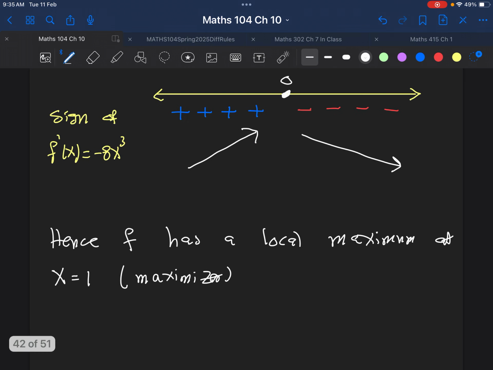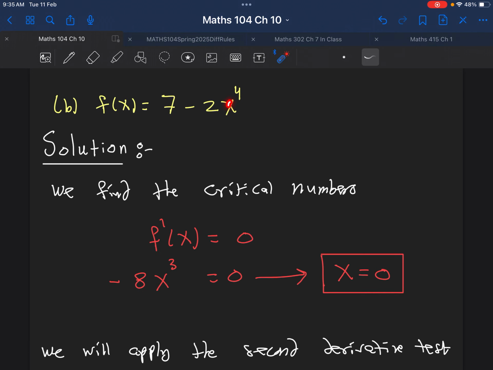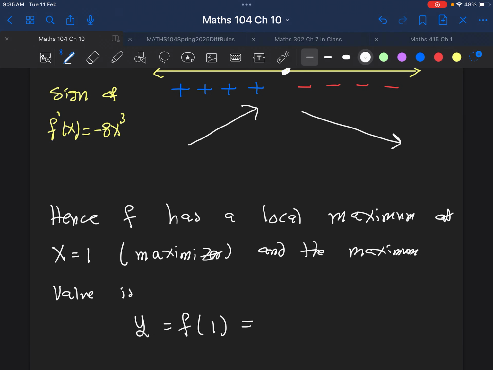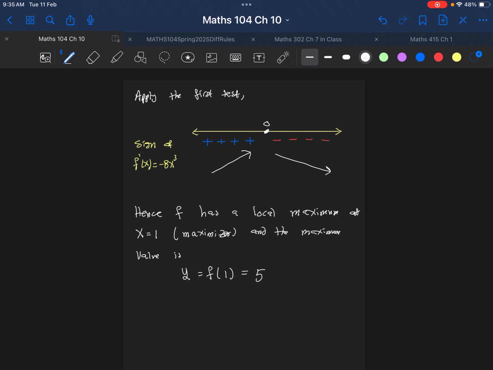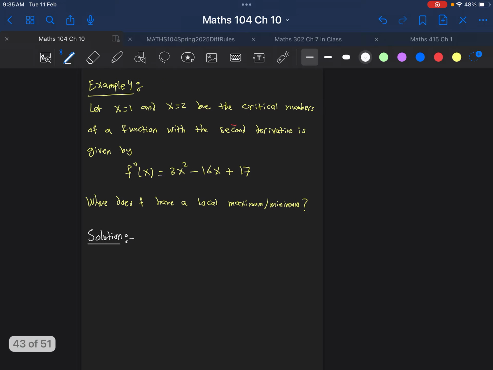You see, in this case, I only found it using the first derivative test, which will always work for us, but sometimes the second can give us an easier way rather than doing the number line. And the maximum value is y equal f of 0. If you just remember what is f of 0, if we substitute 0, the maximum value will be just 5. And that's how we did this question.